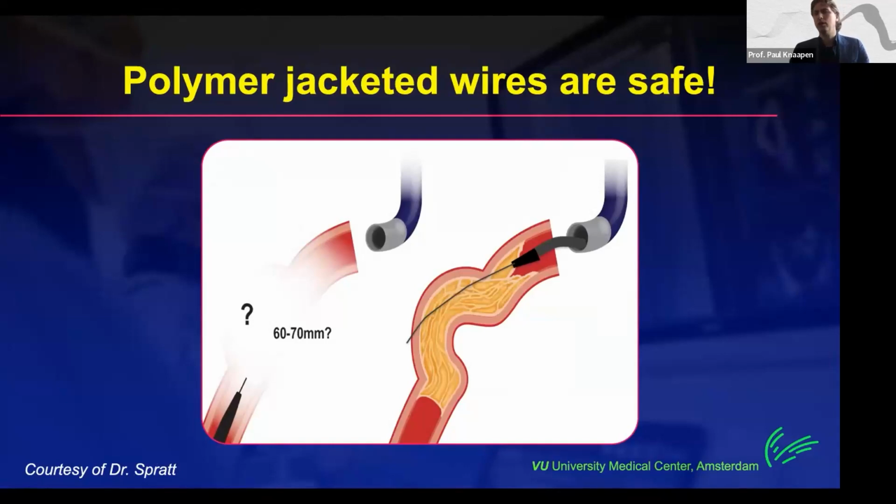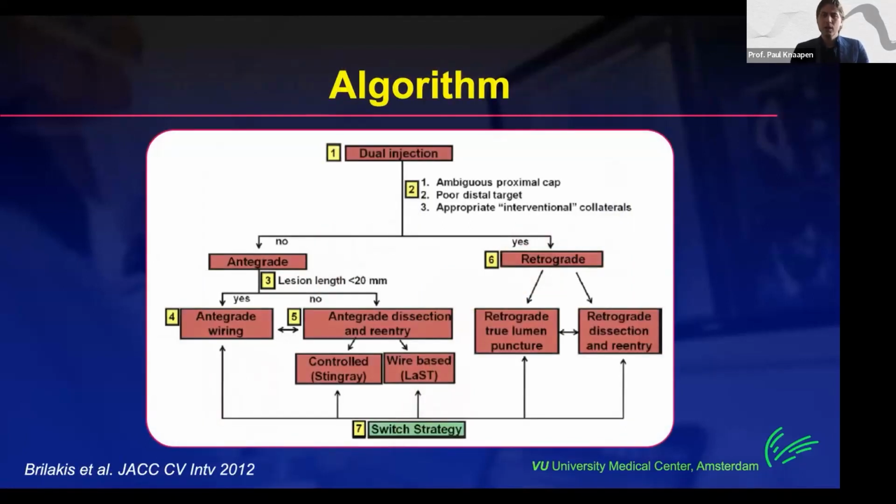Also, when you start embarking on CTOs, polymer jacketed wires are safe. This is a slide I borrowed from Professor James Pratt. When you don't know the course of the artery, don't start poking with stiff wires because you may easily exit and cause a complication. When you start working with polymer jacketed wires, they will follow the track and not exit the vessel. We have algorithms which show us which wires or which strategy we should use.